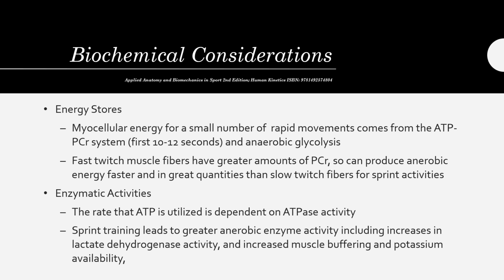And then you also have anaerobic glycolysis, which is going to utilize either glucose or glycogen. And this will give you somewhere between 2 and 3 ATP per glucose or glycogen utilized. So very, very quick energy, just not a super efficient system. This is the preferred way to get energy for most of our fast twitch muscle fibers. And because of that, they're going to have greater amounts of PCR. And they can produce anaerobic energy much faster and in greater quantities than our slow twitch muscle fibers. So this is why lots of glucose and PCR tends to be utilized in speed, sprinting, and power activities.